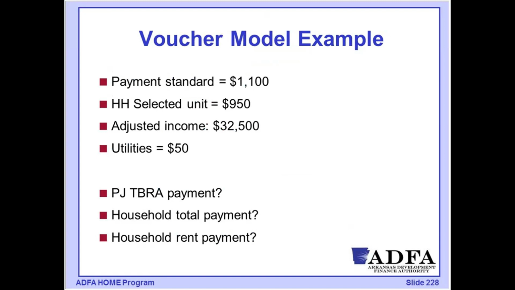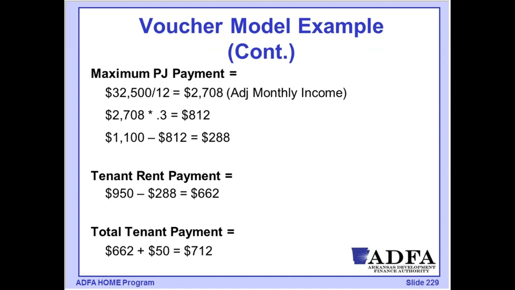So in figuring out what the TBRA payment is going to be, what the household is going to pay for their rent payment, let's go to the next slide and we'll see that. Our first step is that we know the household is required to pay at least 30% of their household income. So if we divide their annual income into a monthly amount, the $2,708, and then calculate what 30% of that would be, that household can afford to pay $812 a month, being within that 30% of their adjusted monthly income.